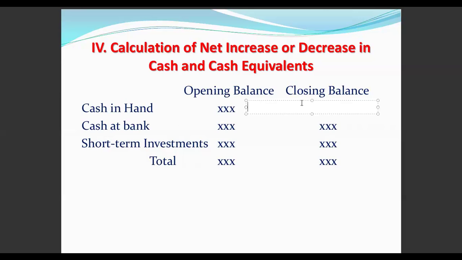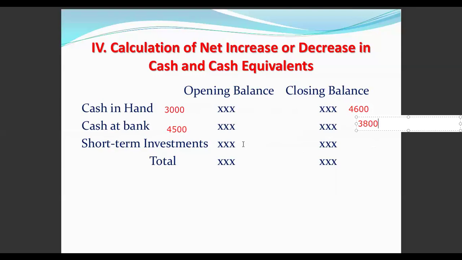Suppose the opening balance of cash in hand is 3,000 and the closing balance is 4,600. The opening balance of cash at bank was 4,500, and the closing balance is 3,800. For the short-term investment, I have an opening balance of 6,500, and the closing balance was 7,000.